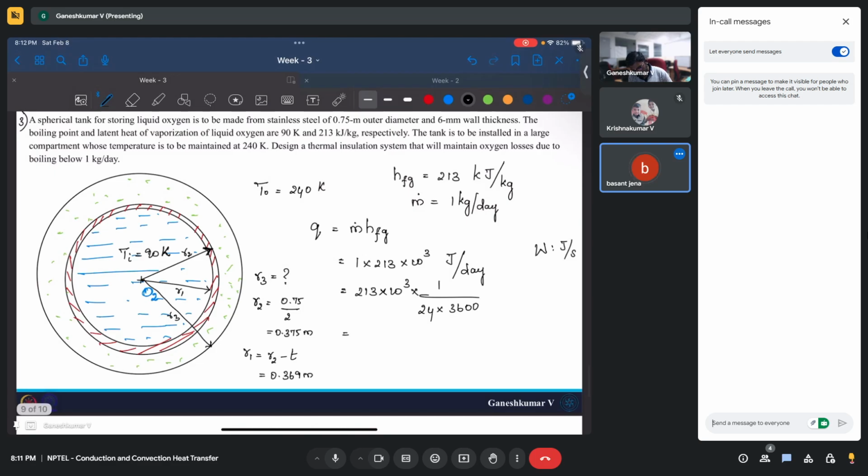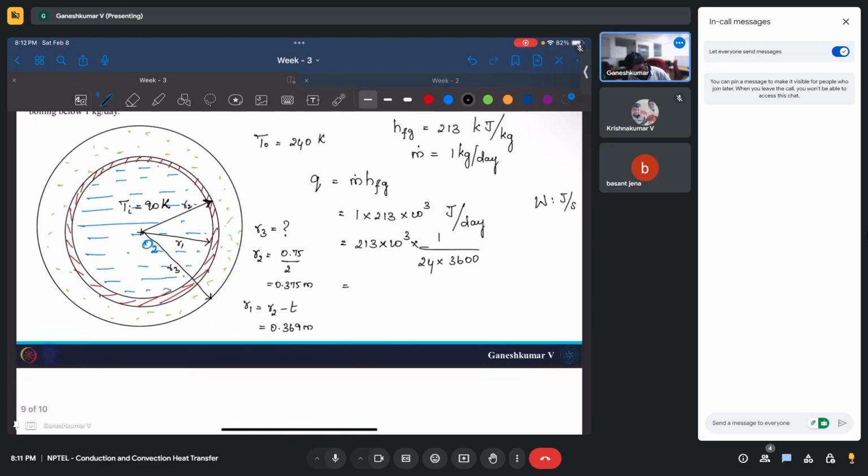We can also draw a thermal circuit for this. If I want to draw a thermal circuit, what will happen? Here you can assume that there is no convection between oxygen and the internal surface of the steel. So you can just start from the internal surface of the steel tank. That means only conduction through the steel tank wall thickness. This is one simplification that we are doing.